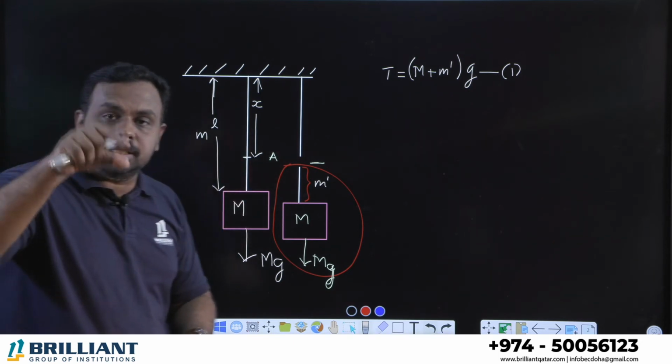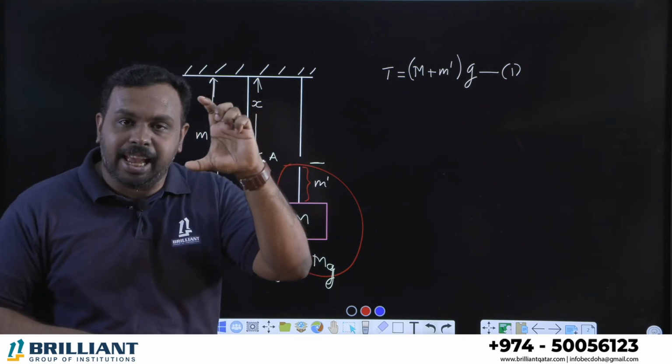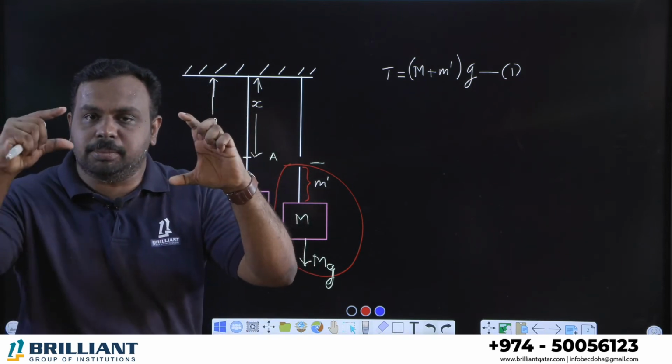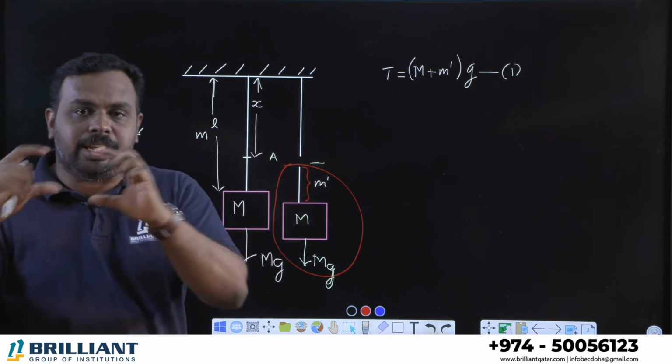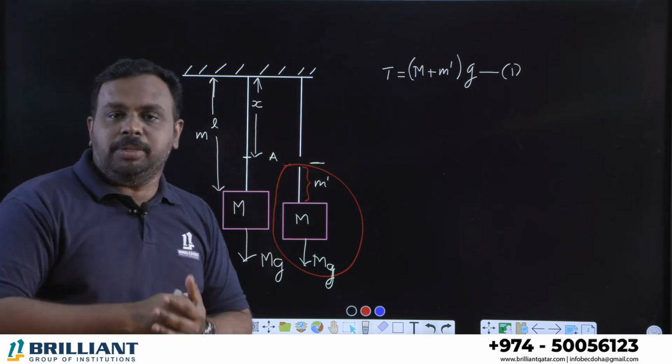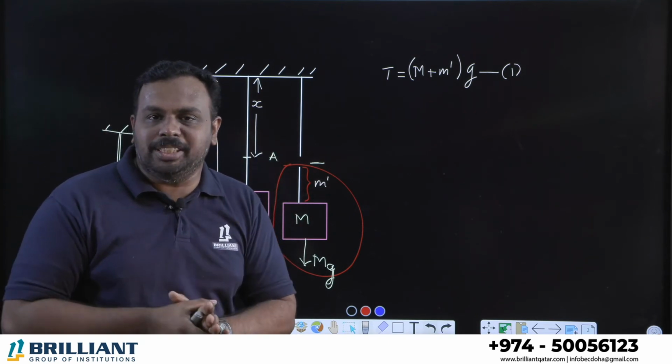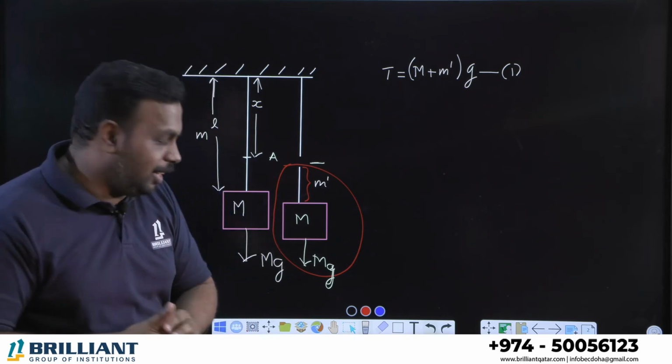Mass is m, length is L. That means in L meter, L length, there is a mass m. For L meter, m kilogram, then for 1 meter, how many kilogram mass will be there? We will call it mass per unit length, right?